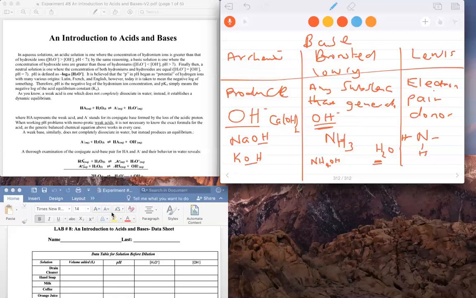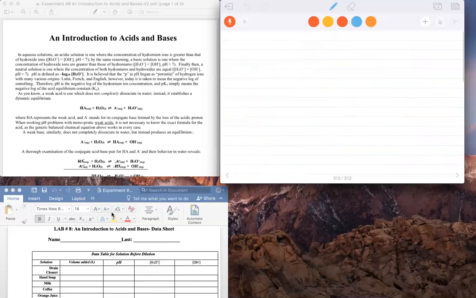This is a Lewis base. It has 2 pairs of electrons to be donated. H2O can also serve as a Lewis base, because it has 2 pairs. These are the pairs to be shared with any other substance or compound which needs 2 lone pairs of electrons. So that's how you differentiate between the 3. You should be able to differentiate between the 3 versions of the definition of an acid or base.